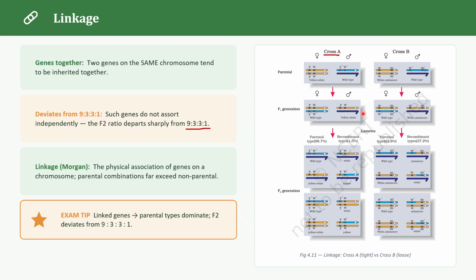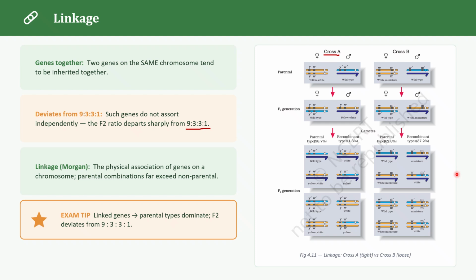The distance between the genes here is very close, and here the distance between the genes is far apart. What is the type of linkage? Here it is a tight linkage, and here it is a loose linkage. Here the parental type is 98.7 percent, and here it is 62.8 percent. Here the recombinant type is 1.3 percent, and here it is 37.2 percent. Here the crossing over is rare, and here it is frequent.